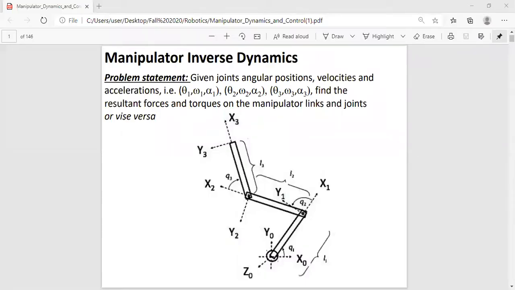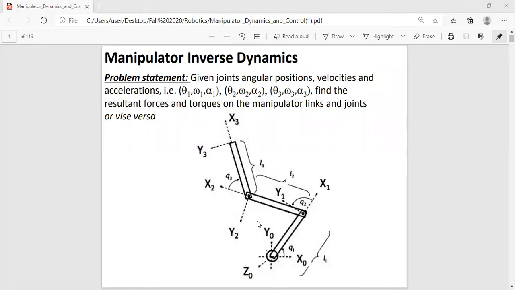Hello guys, in this lecture we're going to look into the inverse dynamics of robotic manipulators. With inverse dynamics, the goal is to be able to find the torques and the forces inside the motors. For example, here we have a three-link robot. T1, T2, and T3 are the torques that are moving that robot. And we could also have forces in the X, the Y, and the Z.